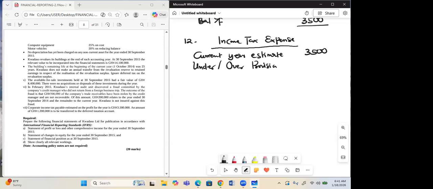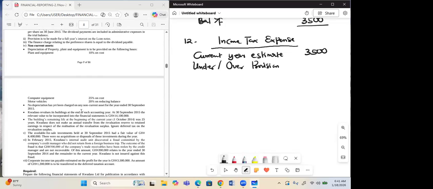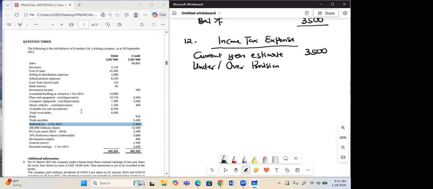Under or over provision, where do you find it, madam? It's in the trial balance. So let's go there. Check the trial balance whether you have some income tax there. Do you have income tax? No. So no, but don't say it will always not be there. Then now the deferred tax, we got an increase, right? Yes. Increase in working 11, which was 1,200. When we add it to it, it gives us 4,700. Is there anything difficult about income tax?